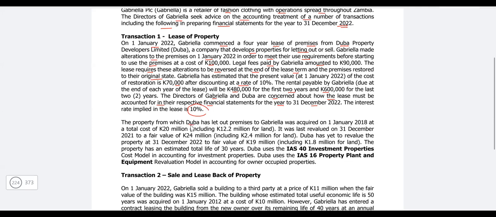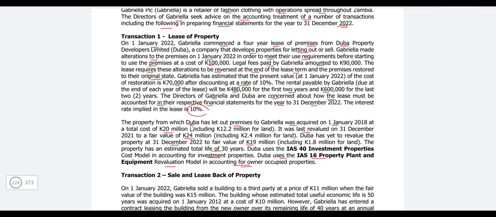The property from which Duba has let out the premises to Gabriela was acquired on 1st January 2018 at a total cost of K20 million, including K12.2 million for land. It was last revalued on 31st December at a fair value of K24 million. Duba has yet to revalue the property at 31st December 2022, the fair value of K19 million, including 1.8 million for the land. The property has an estimated total life of 30 years. Duba uses the IAS 40 Investment Property cost model in accounting for investment properties. Duba uses the IAS 16 Property, Plant and Equipment revaluation model in accounting for owner-occupied properties.